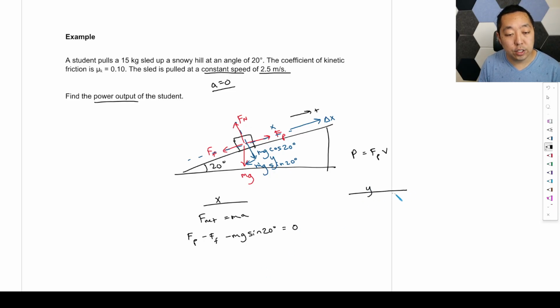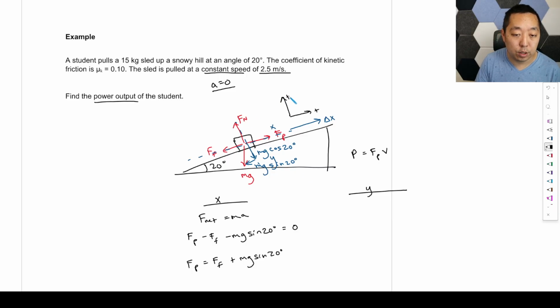In the y direction, right? The reason I need the y direction is because I don't know the frictional force, right? I need to solve for the pulling force, which is the frictional force plus mg sine 20 degrees. But I also need to solve for this guy right here, which is mu, because it's kinetic friction, mu times the normal force, so I need the y direction here. Acceleration's also 0 for this one.